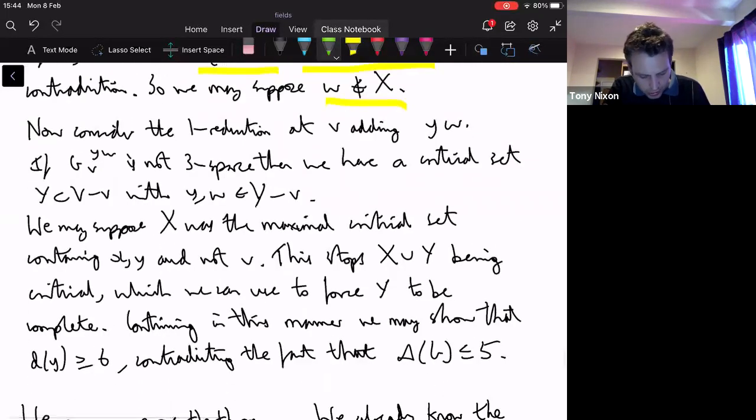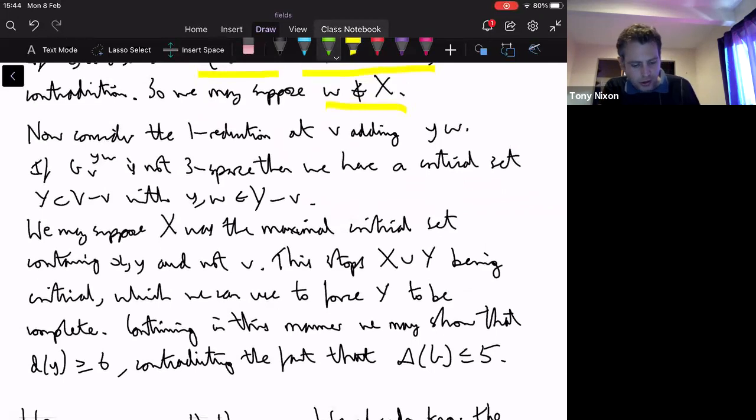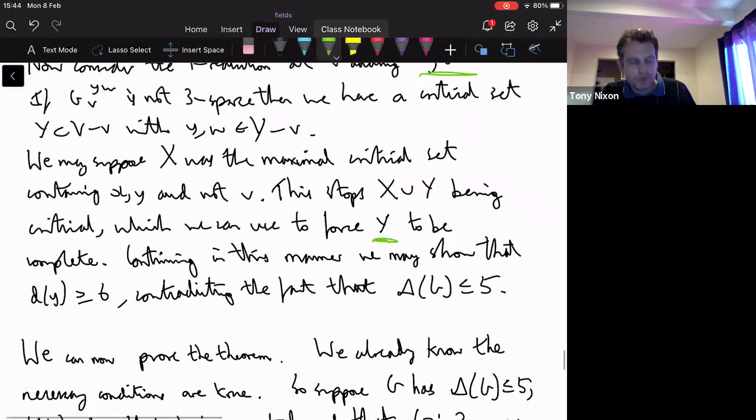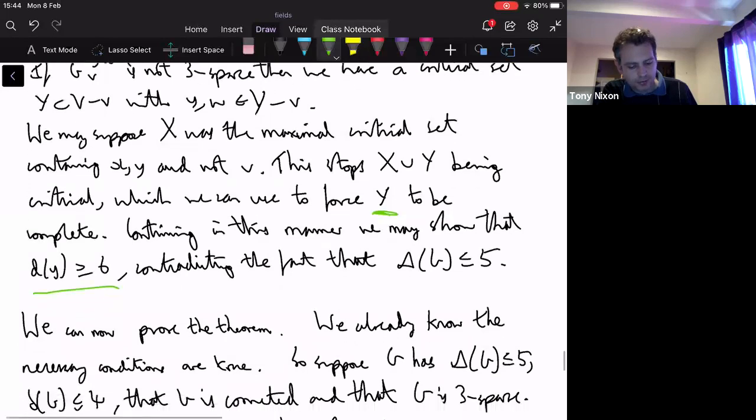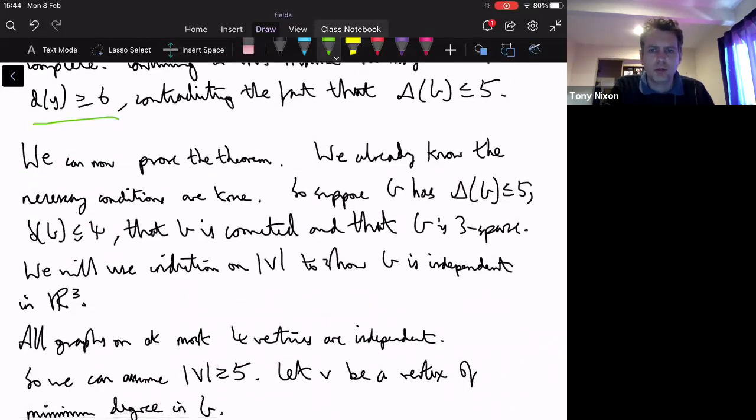A sketch was written here, but it's really what I said. You consider the one reduction for this YW, for the one vertex you knew was outside of the critical set X. This gives you another critical set. You use some maximality argument to force this set Y to be a complete graph. Then you use an argument there to force Z to also be outside, and hence you end up with the degree of Y being too high. I've said that a bit quickly, but if you're interested I recommend looking at their paper, because it is a readable proof. I just decided for time reasons not to include all the details.